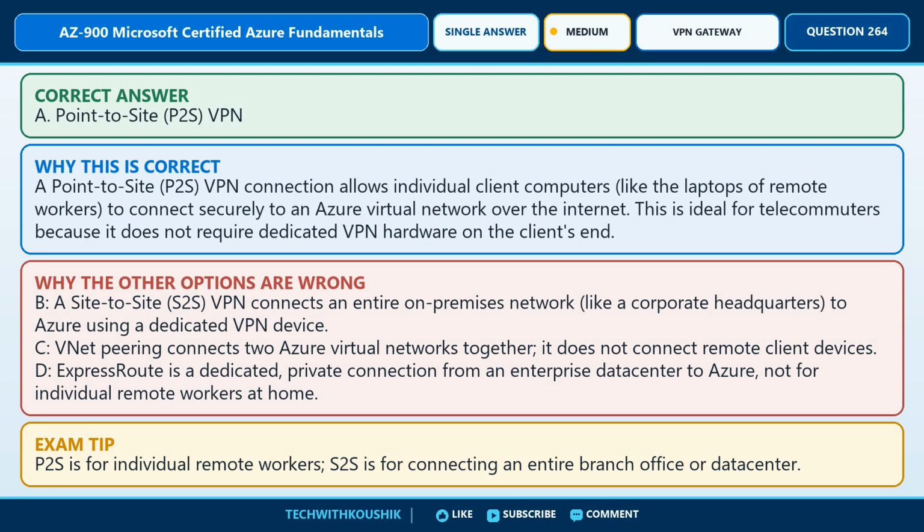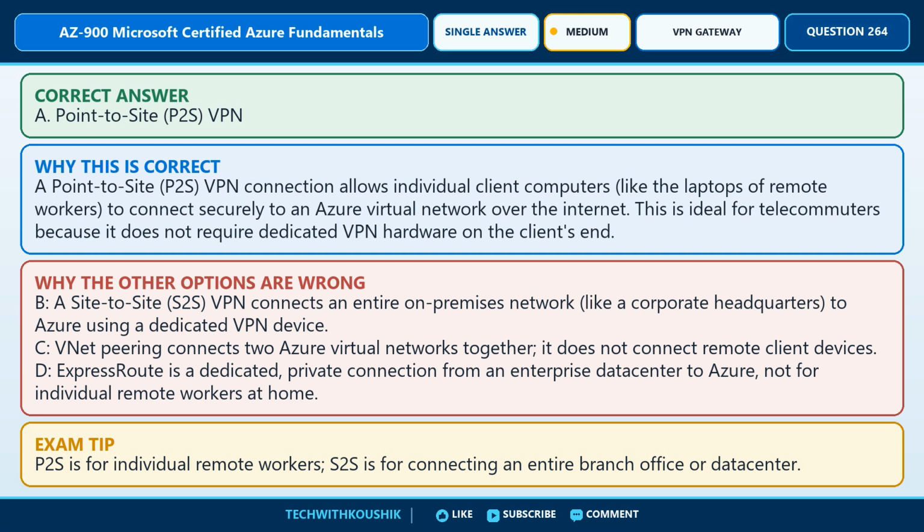The main reason is a point-to-site, P2S, VPN connection allows individual client computers, like the laptops of remote workers, to connect securely to an Azure virtual network over the internet. This is ideal for telecommuters because it does not require dedicated VPN hardware on the client's end. Let's quickly check the incorrect choices.